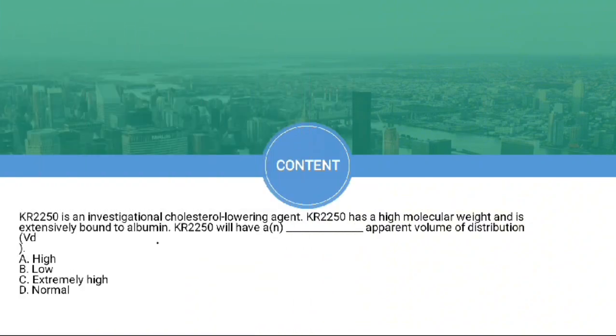Now, KR2250 is an investigational drug, a cholesterol lowering agent. It has high molecular weight and is extensively bound to albumin. So this will have dash apparent volume of distribution. Because of its high molecular weight and being highly protein bound, it will be effectively trapped within the plasma compartment and will have low volume of distribution.